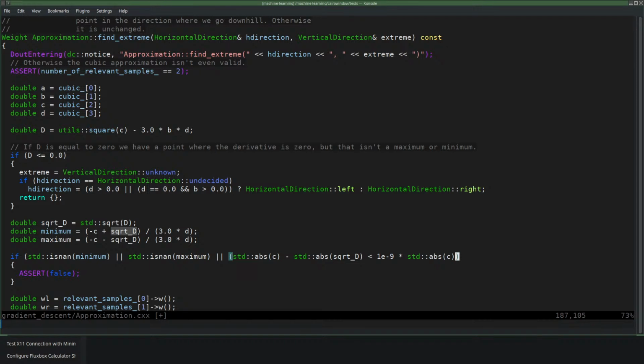Which would not be the case if c is 0 as well, of course. So I should not really use c. Let's say c is 0 and the square root of d is 1 billionth, or less than that. Then this is going to be less than 1 billionth, and this is going to be 0. So it's not less than. That is a problem. Why?